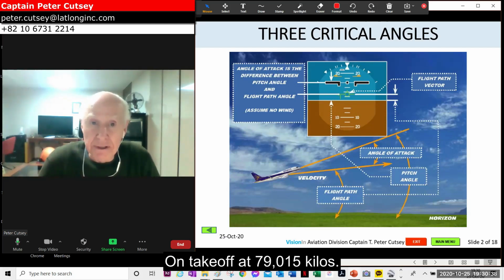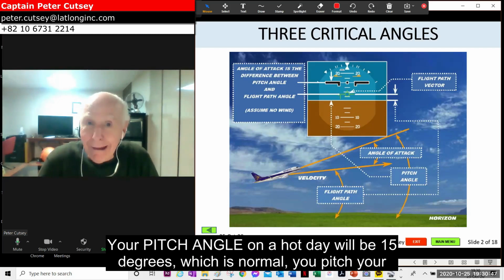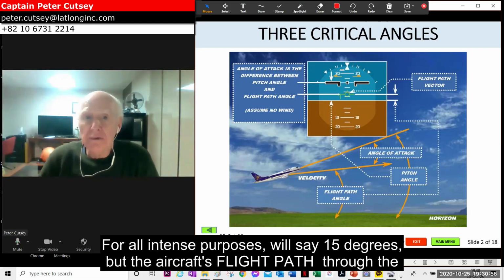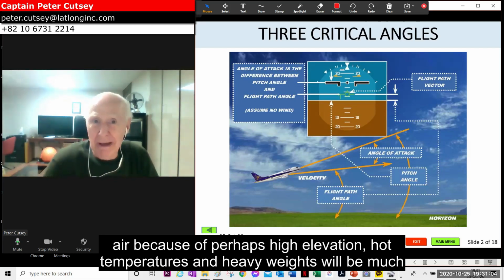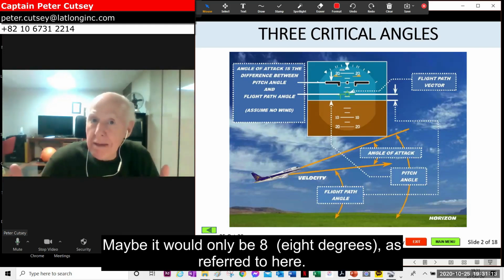On takeoff at 79,015 kilos, your pitch angle on a hot day will be 15 degrees, which is normal. You pitch, you rotate up to, towards 15 degrees. For all intents and purposes, we'll say 15 degrees. But the aircraft flight path through the air, because of perhaps high elevation, hot temperatures, and heavy weights, will be much less than 15 degrees. Maybe it would only be 8 degrees, as referred to here.